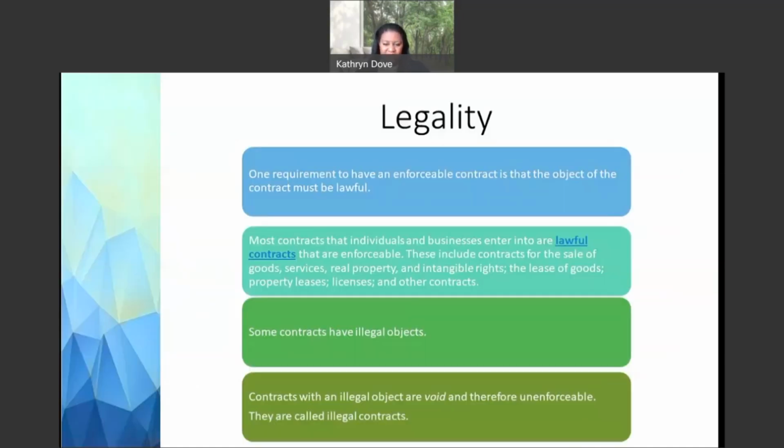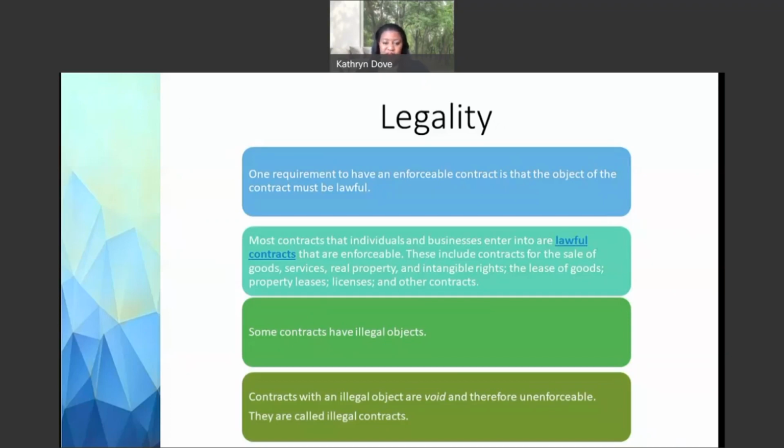Let's talk about legality. One requirement to have an enforceable contract is that the object of the contract must be lawful. Most contracts that individuals and businesses enter into are actually lawful. They're enforceable. These include contracts for the sale of goods, services, real property, intangible rights, the lease of goods, property, leases, licenses, and other contracts.